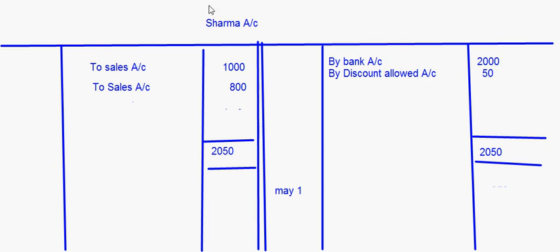Now Sharma account, here you see this is the credit side is higher, 2050, so I have put that total on both the sides. The debit side is short, so I'll write to balance carried down. It is short by how much? 250 rupees. 2050 minus 1800 is 250 rupees, right? So this is the closing balance on April 30th, and on May 1st you will have by balance brought down 250 rupees. This is the opening balance. So Sharma account has a credit balance, right?